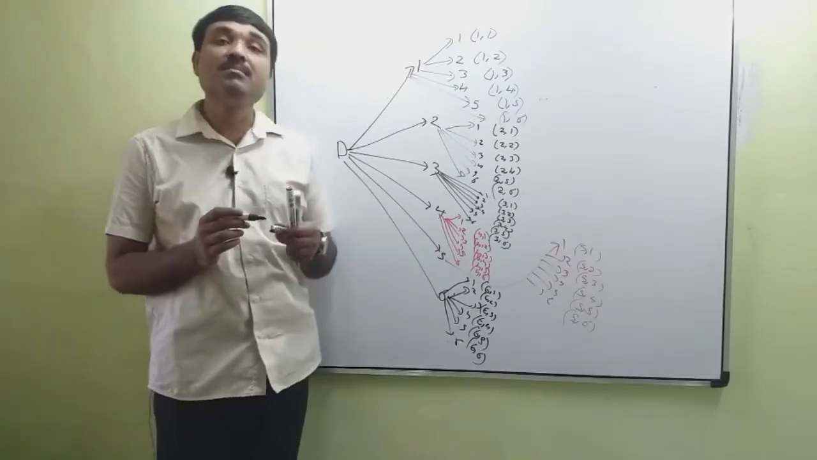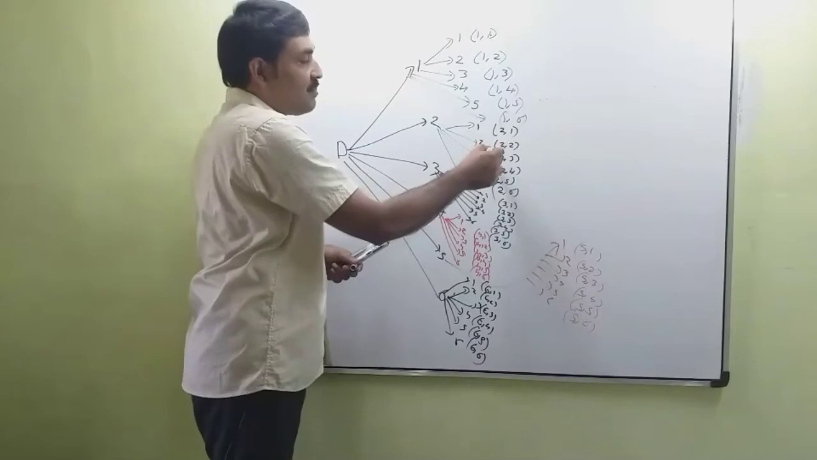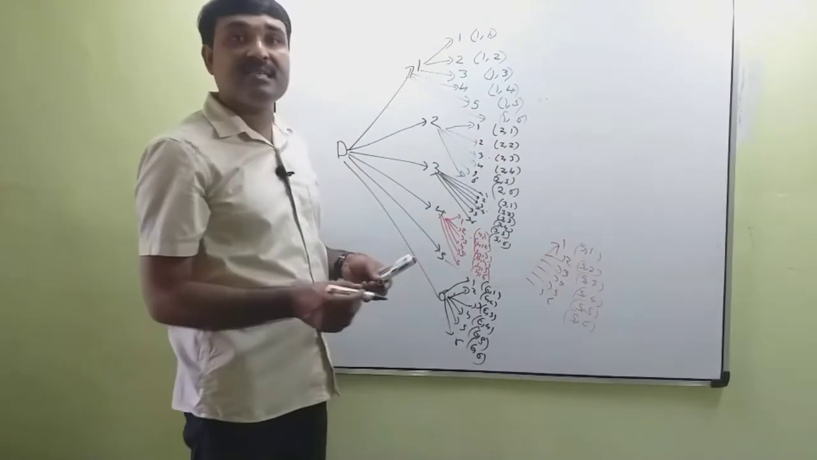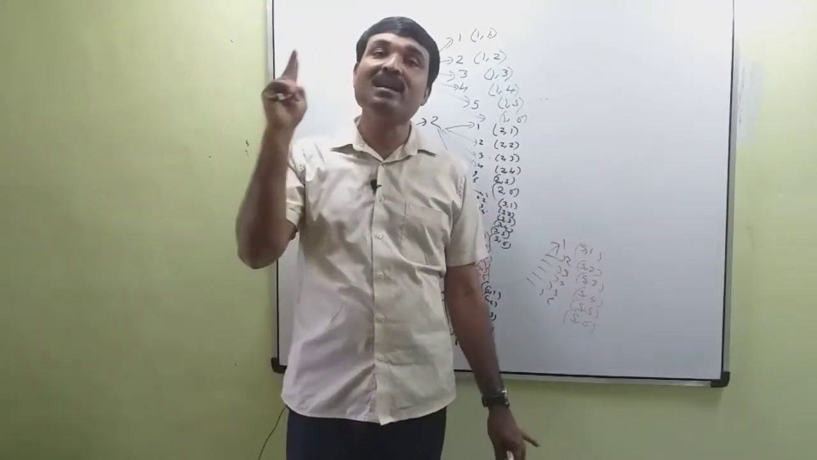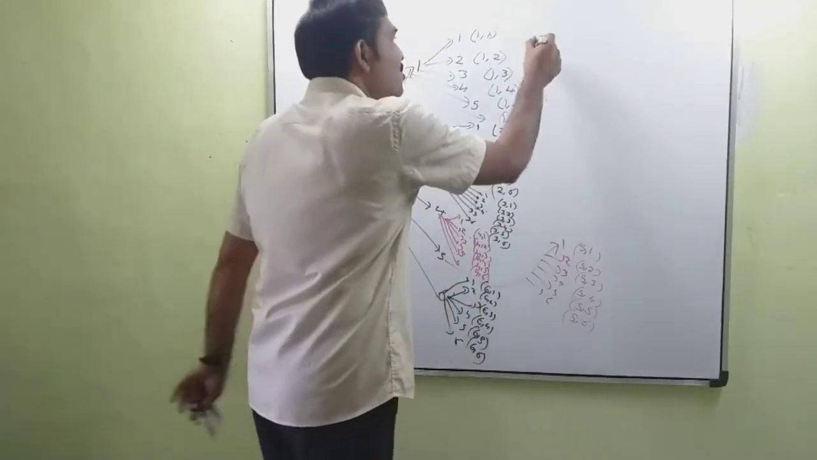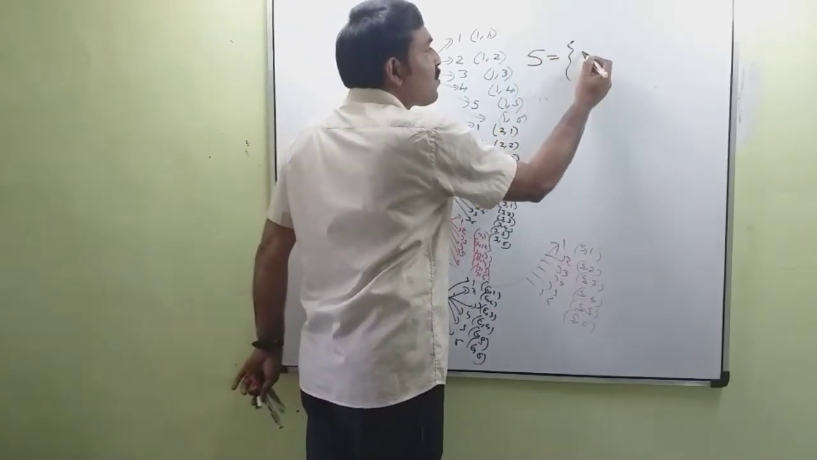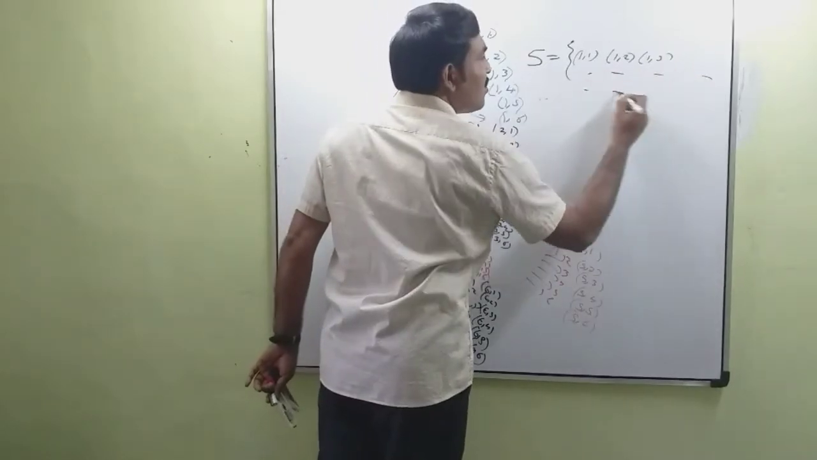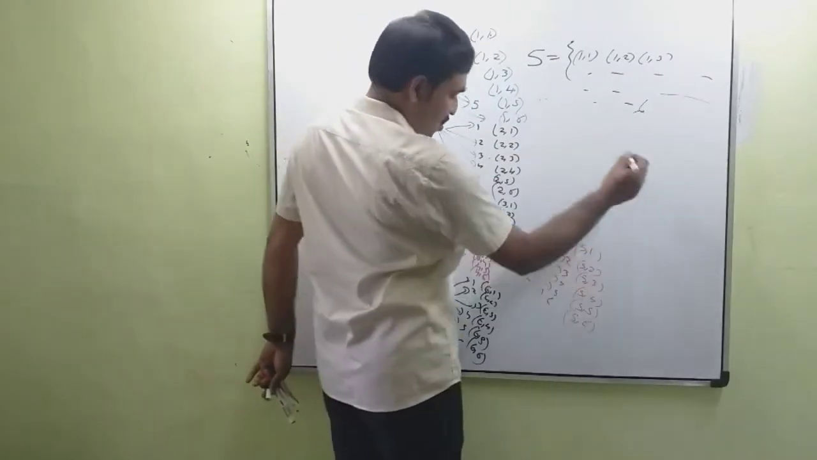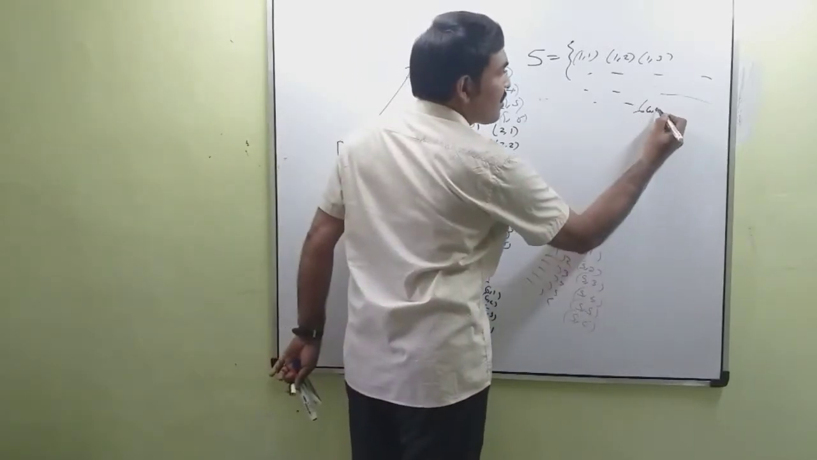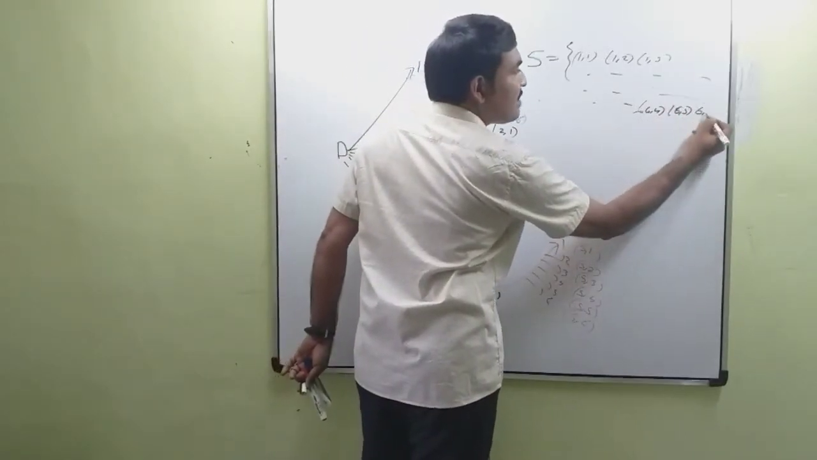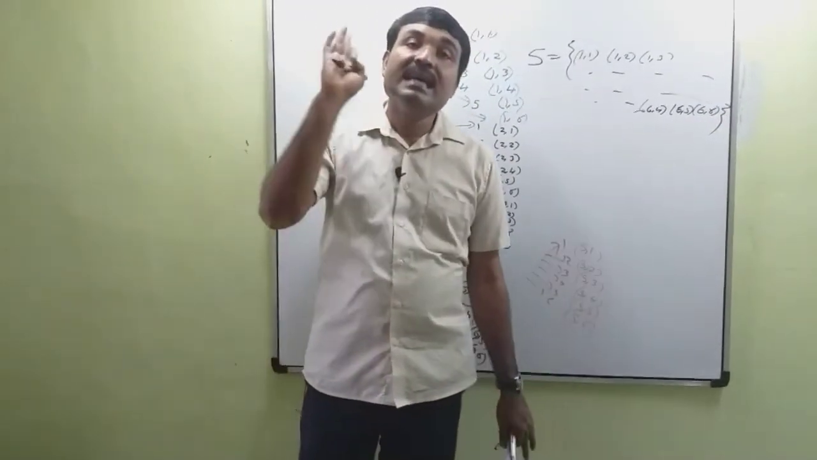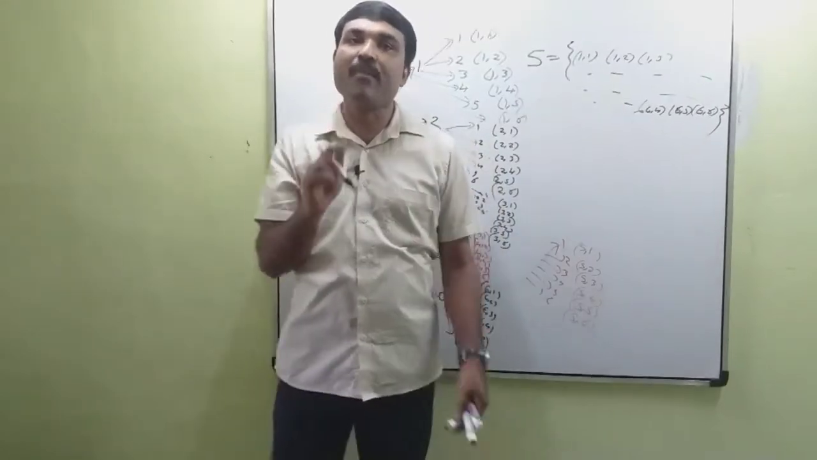So how many possible outcomes? We have 6 plus 6, 12, 18, 24, 30 and 36. So the total number of possible outcomes is 36. So our sample space S is equal to 1, 1, 1, 2, 1, 3, and this goes on until the last ones 6, 4, 6, 5 and 6, 6. So the sample space S has a total of 36 elements or 36 points.